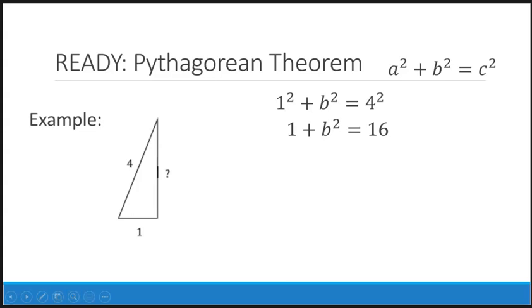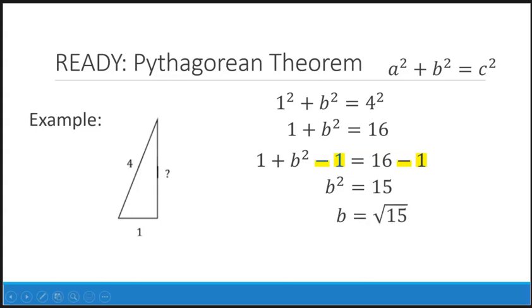To do this, I'll subtract 1 on both sides of the equation, and then take the square root of both sides of the equation and get the answer as square root of 15. I want to leave my answer in the radical because this is the exact answer. If I were to convert this to a decimal number, then I would have to round the decimal number since this is an irrational number.